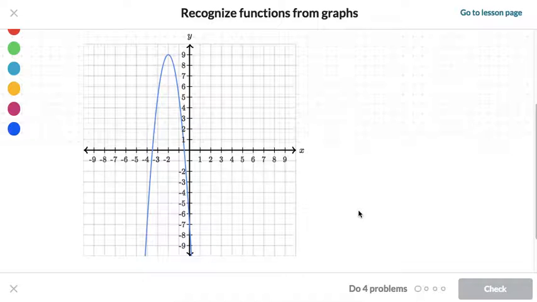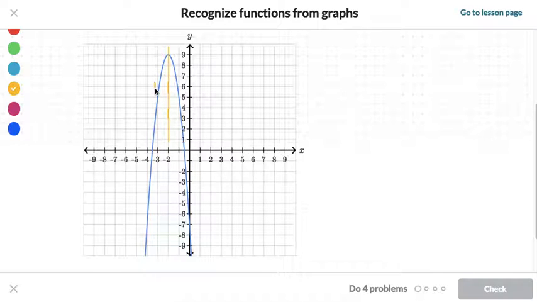What it is, is that if you can draw a vertical line through the function and it only crosses over the function once, then you have a function. So if I can draw a line that goes straight down through the function like this, and it only crosses over the function once, then I have a function on my hands.